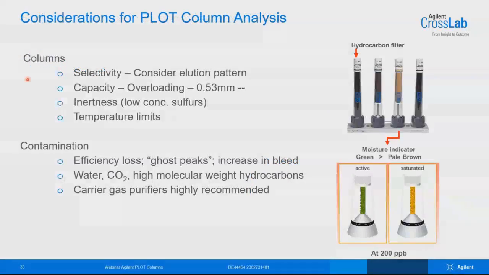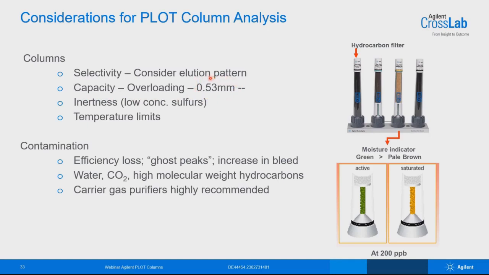And finally, some considerations and my recommendations. Consider the elution pattern and selectivity. It's always better to elute a minor analyte in front of a matrix peak due to tailing associated with overload. The capacity of PLOT columns is lower than of liquid phase columns. Larger internal diameter columns have a better capacity, so consider using 0.53 mm columns.